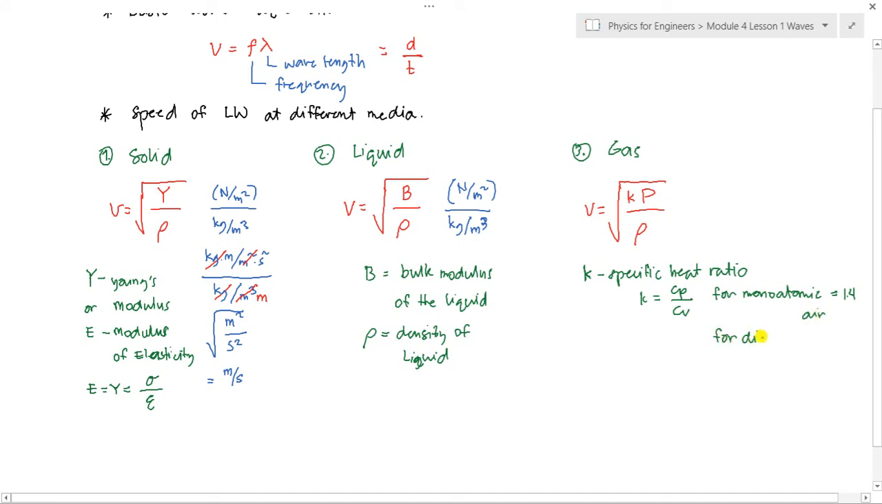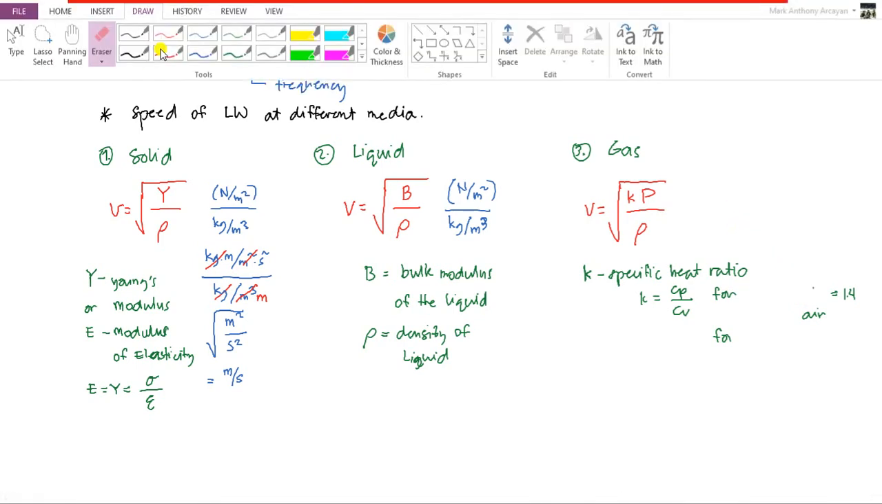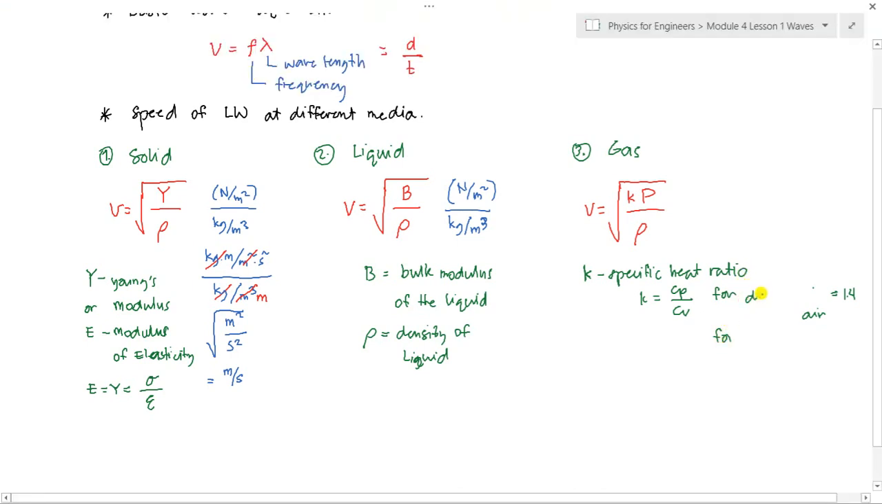For diatomic gases, just like air, the value of K is approximately 1.4. For monoatomic gases, the equivalent is approximately 1.667, just like helium and hydrogen. Again, K is the specific heat ratio, so it is unitless.